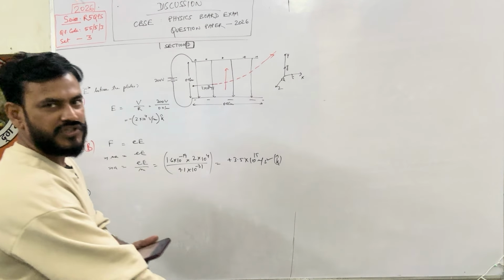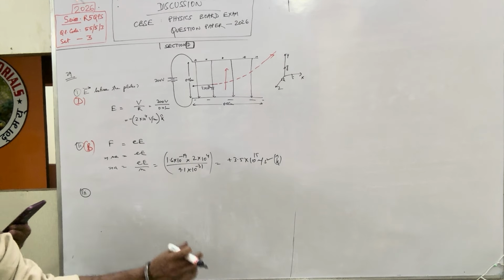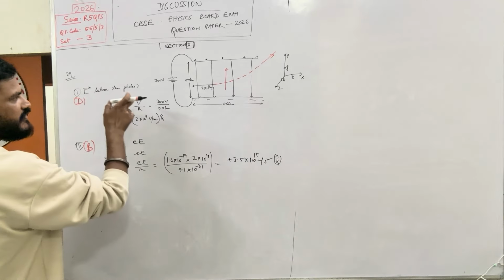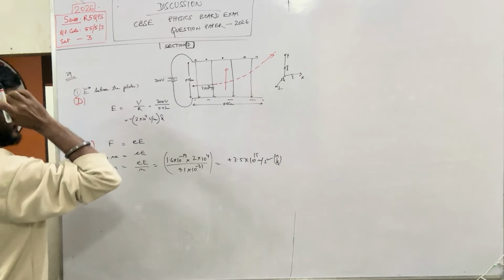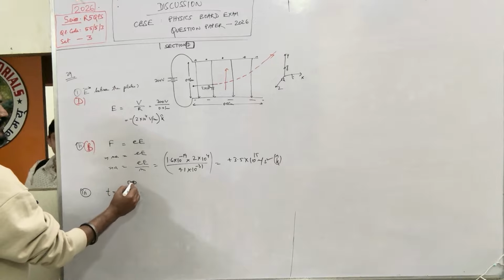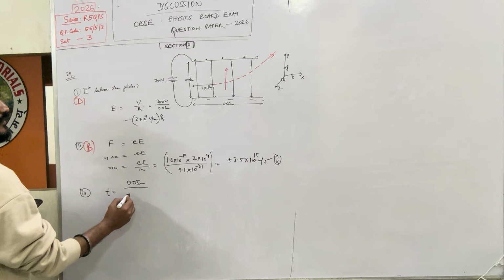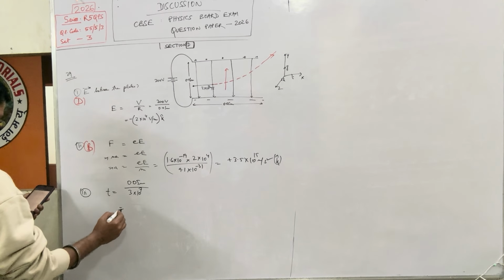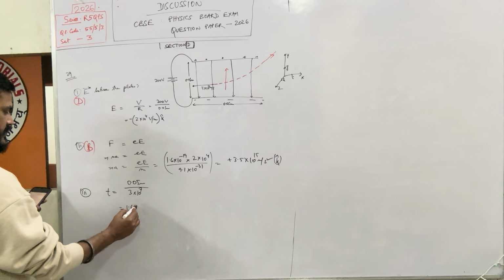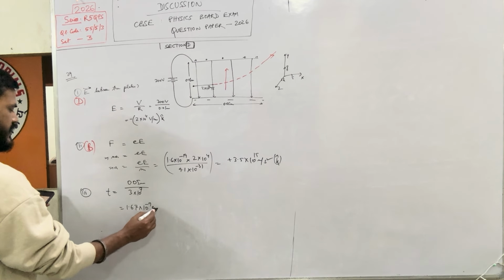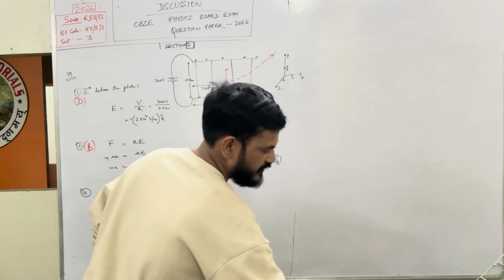The third part of the question asks for the time taken by the electron to cross this region. You see the horizontal component of the velocity remains unchanged. So the time taken will be the length of the plate, that is 0.05 meter, divided by its velocity, 3 into 10 power 7. So it comes out to be 1.67 into 10 power minus 9 second. The correct answer in this case will be C.